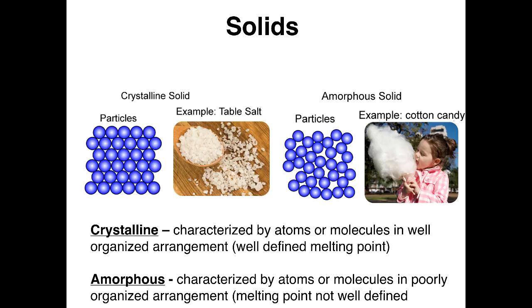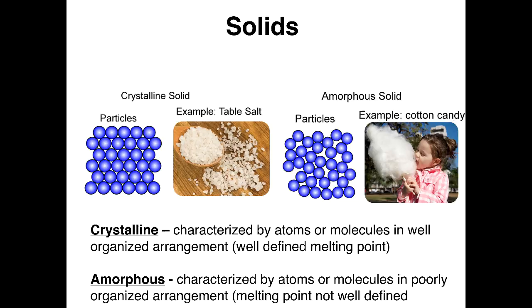Now, when we talk about solids, there are essentially two types of solids. There are crystalline solids and there are amorphous solids. A crystalline solid is characterized by atoms or molecules that are in a well-organized arrangement or lattice structure. These crystalline substances have a well-defined melting point, and if you look on the left here, you can see that a crystalline solid has nicely organized particles that are all arrayed together.